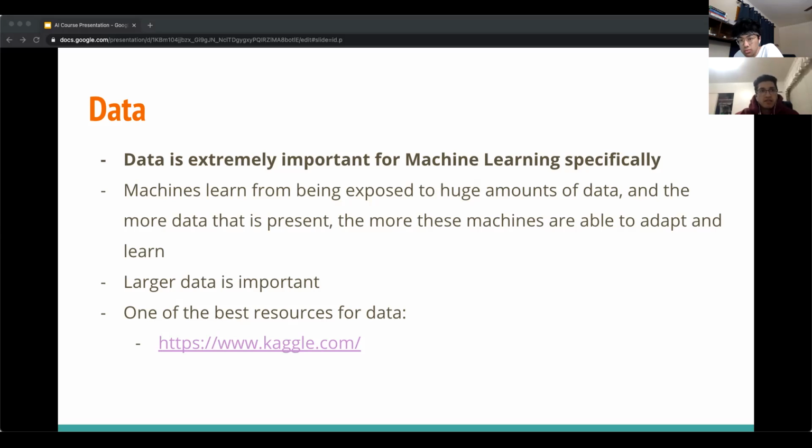So Kaggle has about 50,000, I believe, data sets on basically everything you can think of. And we're going to be using a lot of it in this course. So you should definitely be familiar with it.